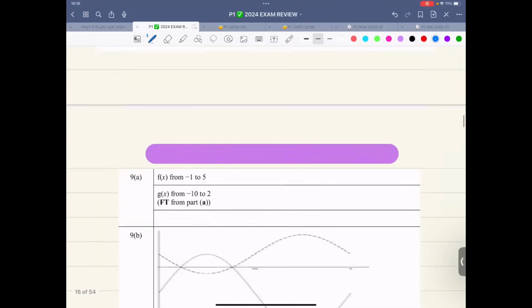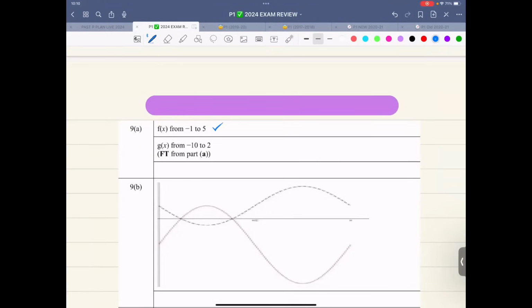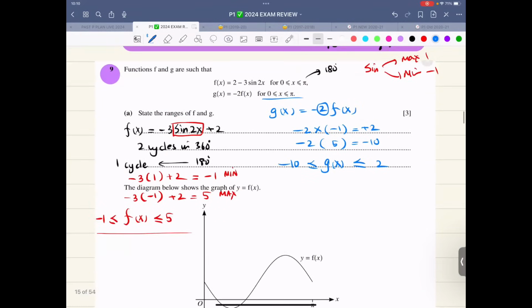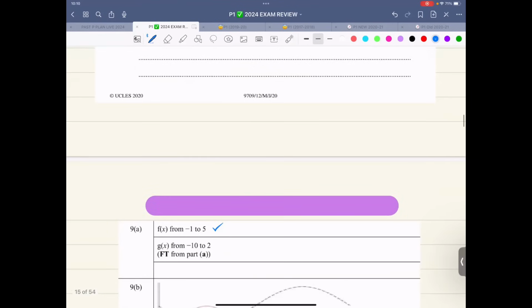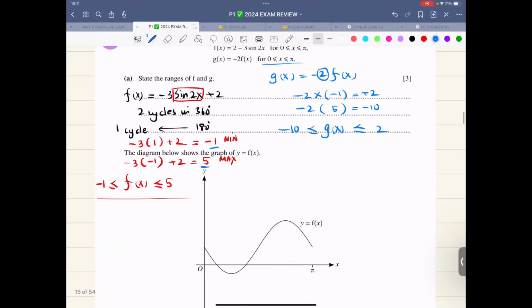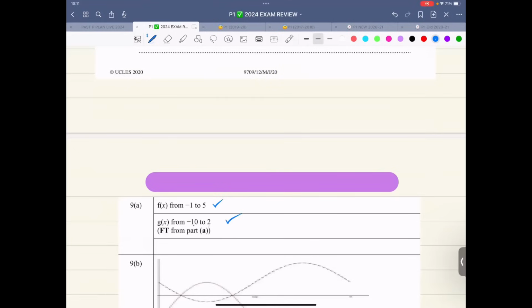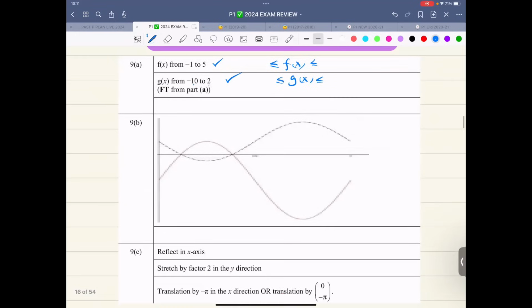Let me just double check the answer. f(x) from -1 to 5, and this is from -10 to 2, and this is the negative of this thing. So this one is 5, -3, and this is -1, and that is all good from -1 to 5. That is perfect. And now 5 becomes -10 to 2, and this is all good. So instead of writing in a range, they have written it like this. I prefer that you write it like this. Okay, so this thing is done.